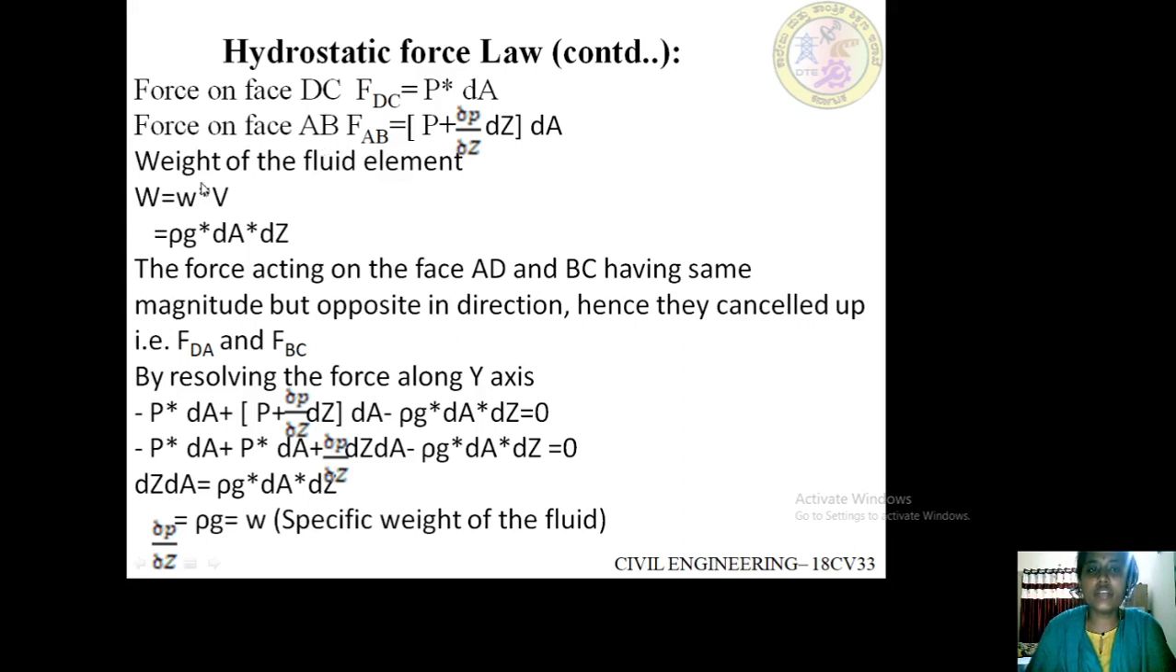One more thing is the weight of the fluid element, which is W equals rho g into dA into dz. By resolving the forces along the y-axis, we arrive at the statement of the hydrostatic force law, that is the increase of pressure in the vertical downward direction, delta P by delta Z, is equal to the specific weight of the fluid.